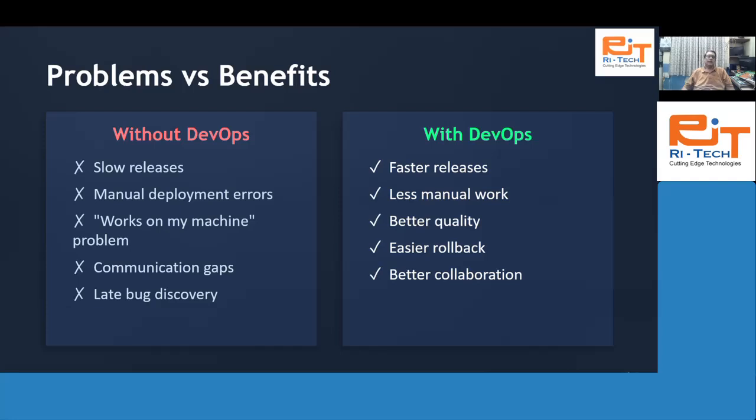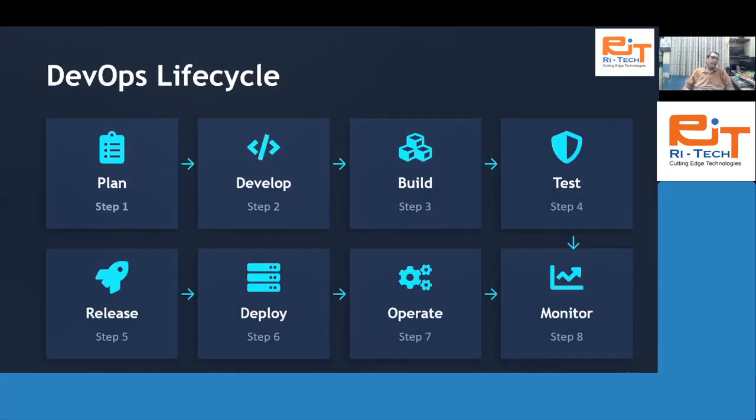Easier rollback: if any bug is discovered, you can easily roll back. Better collaboration: multiple developers and teams can work together to add bits and releases to your project. So better collaboration, easier rollback, better quality, less manual work, and faster releases.